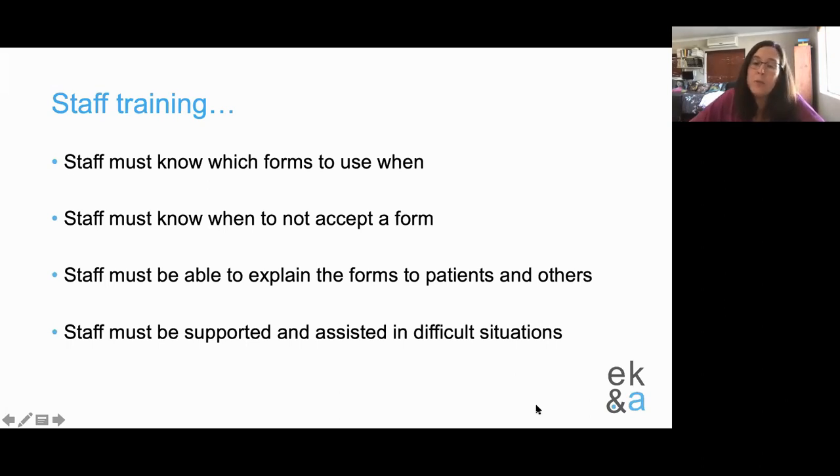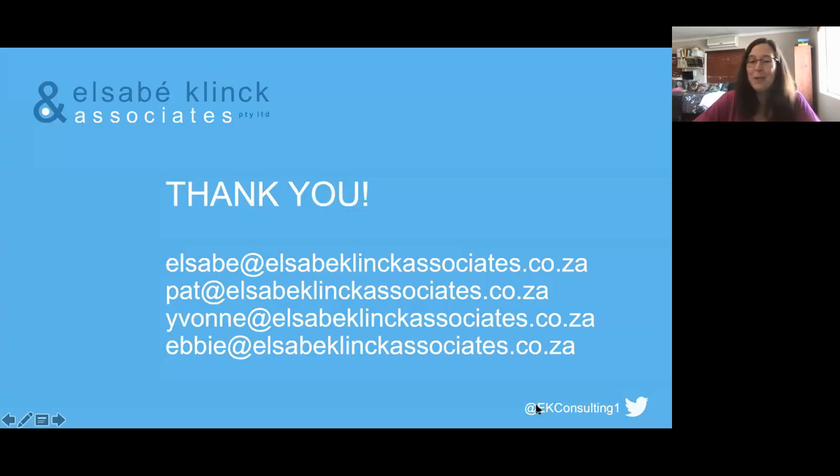Then staff must be supported and assisted in difficult situations. We've had cases where somebody just tore up the forms and made a big scene. There needs to be a protocol whereby the staff member knows they can call a practice manager or a senior person in the practice who could help them in that difficult situation. So that is then the end of my story.